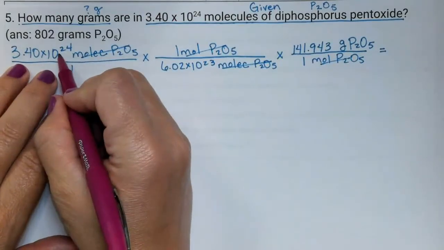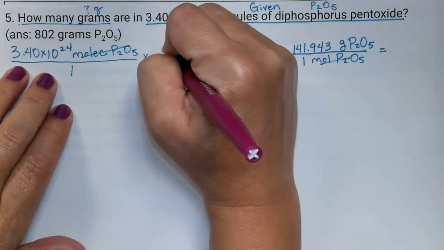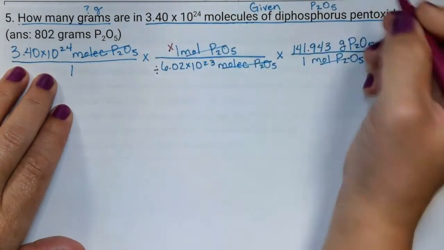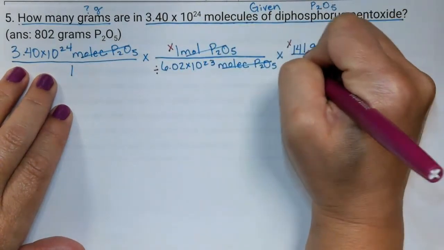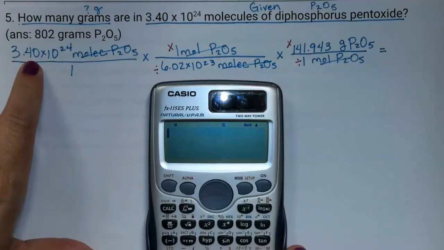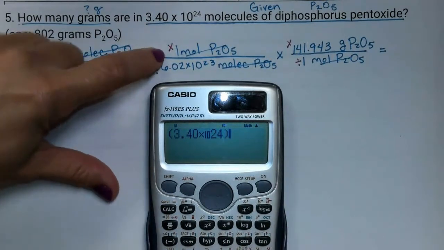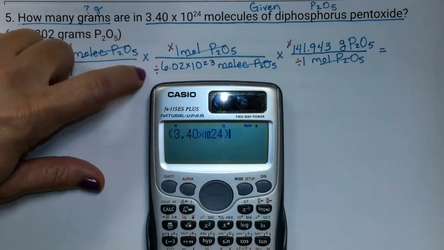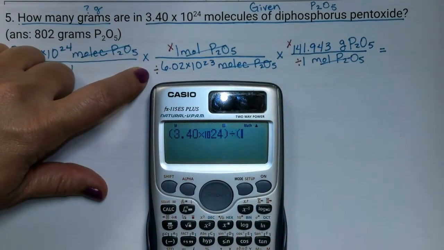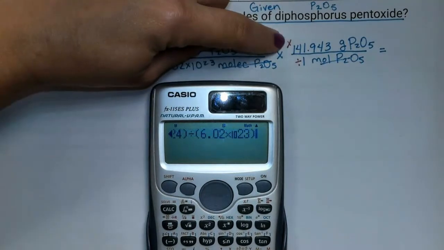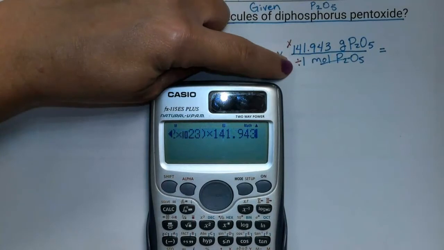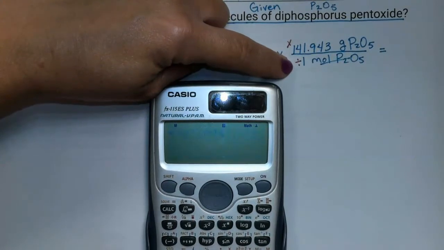We're going to type in our first number. Remember, you want to multiply by the top, divide by the bottom, multiply by the top, divide by the bottom. So I highly recommend parentheses, 3.40 times 10 to the 24. And then we could do times 1, but we don't need to. Divided by, put this in parentheses, 6.02 times 10 to the 23rd. And then here we do need to do times 141.943. And then divided by 1, which we don't actually have to type into the calculator.